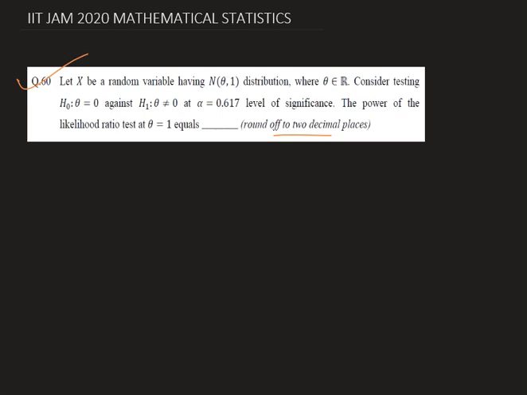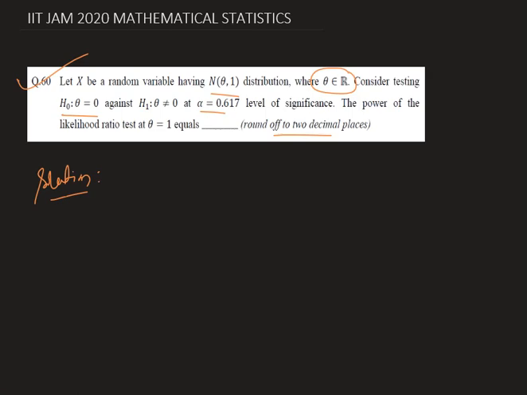X is a random variable having normal theta comma 1 distribution, where theta belongs to R. Now consider testing H0: theta equals 0 against H1: theta not equal to 0 at alpha equals 0.617 level of significance. The power of the likelihood test at theta equals 1 equals what? We need to find the power at theta equals 1. Okay, so let's start the solution of this problem.